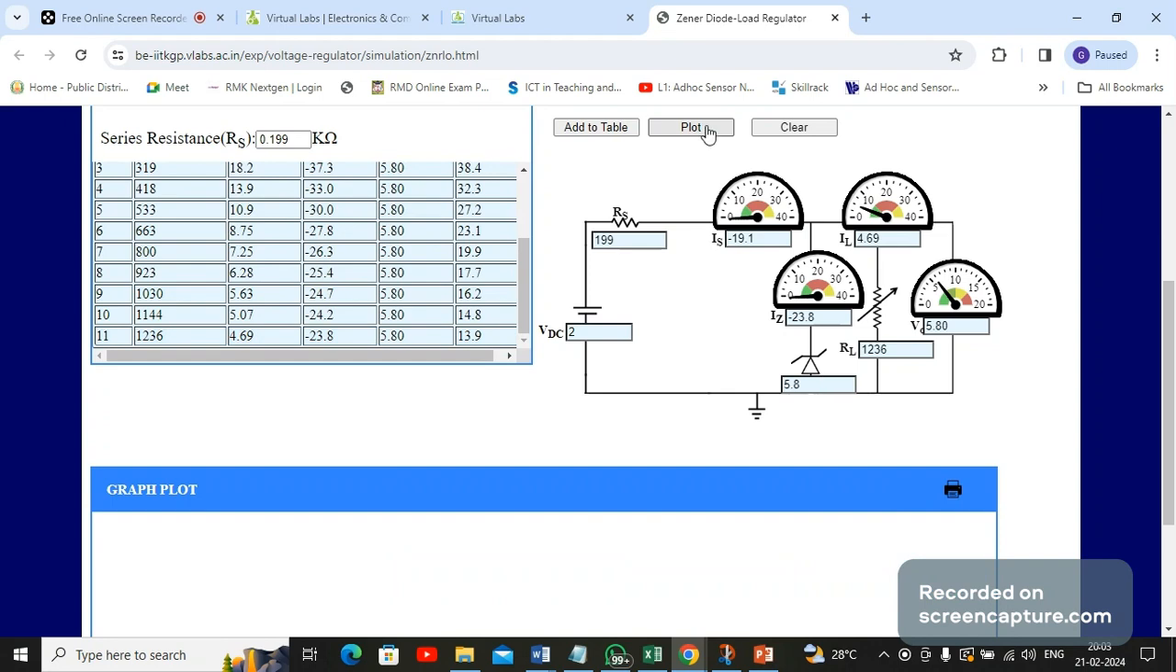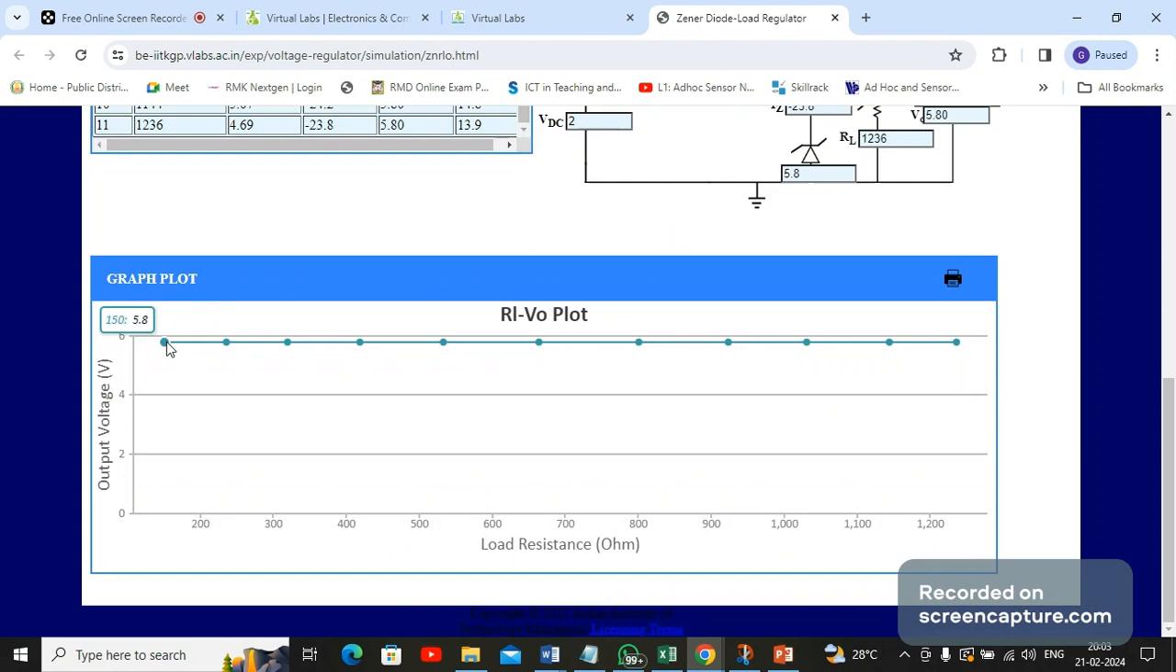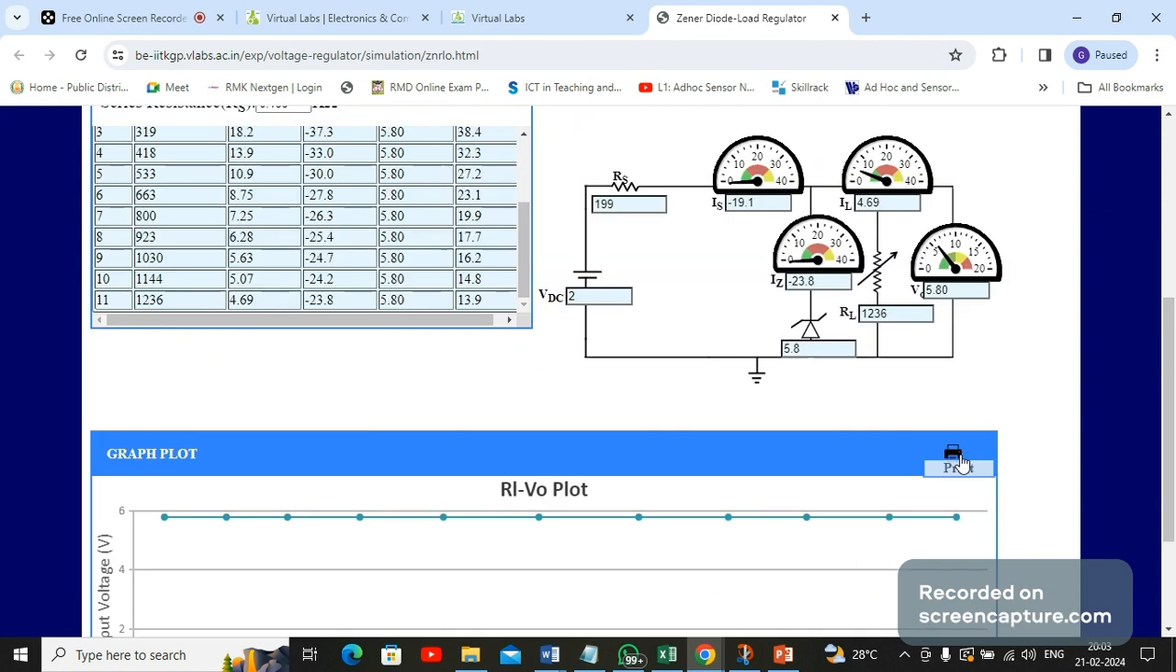Let me make a plot of this. You could see from nearly 150 ohm up to 1.236k, the output voltage is maintained at 5.8, which is nothing but the Zener breakdown voltage. So that is your load regulation. In spite of variation in the load resistance, the output voltage should remain constant. You can even make a print of this particular graph.